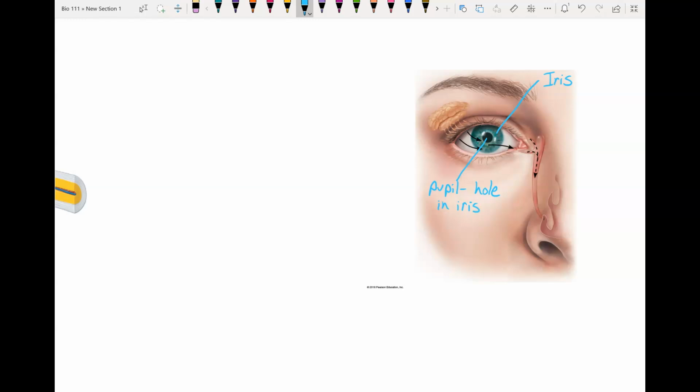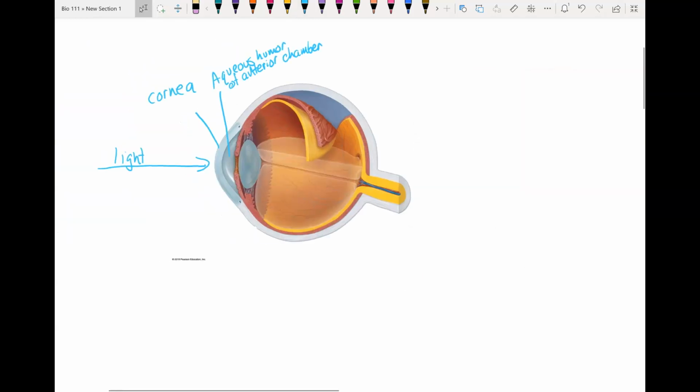So depending on how bright the light is, your iris adjusts the size of your pupil. So if you're out in bright sunlight, you don't want to let too much light in and hurt your eyes, so your iris will make the pupil small. If you're in dim light, you need to let more light in, so your iris makes your pupil big. So the light's going to pass through the pupil, and the size of it depends on your iris.